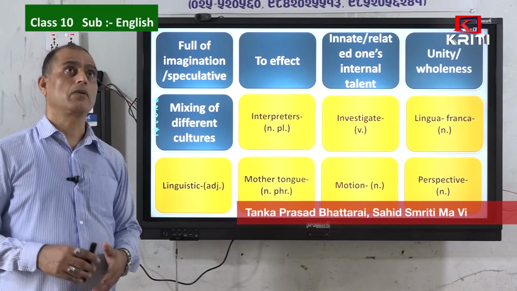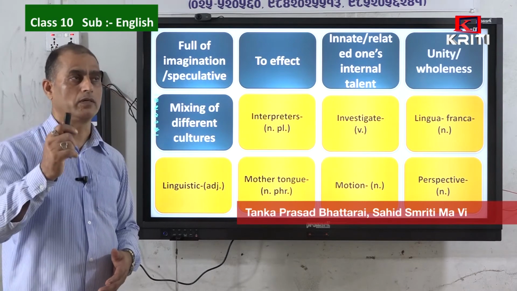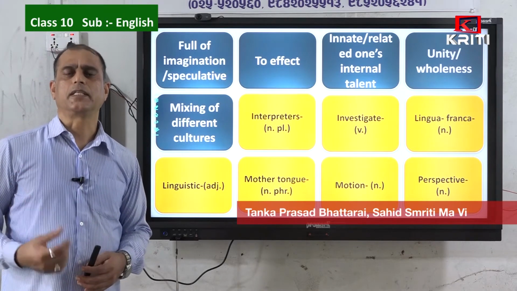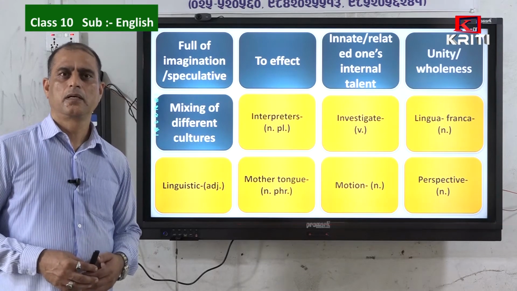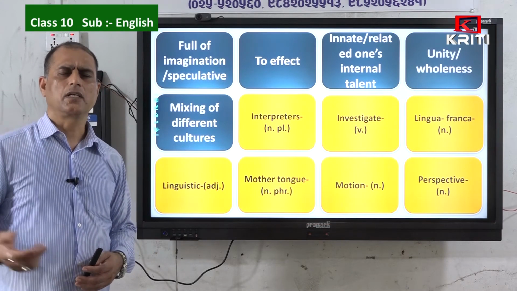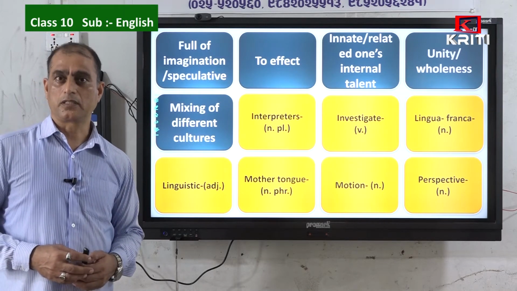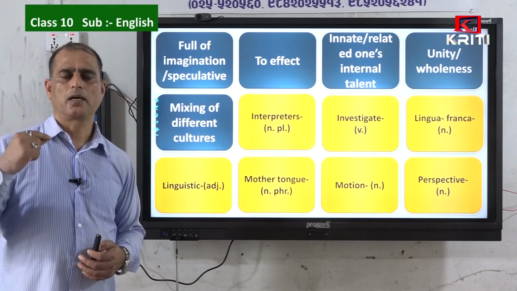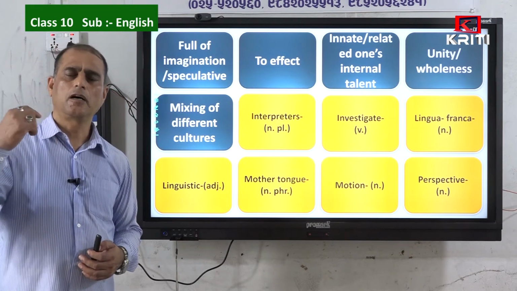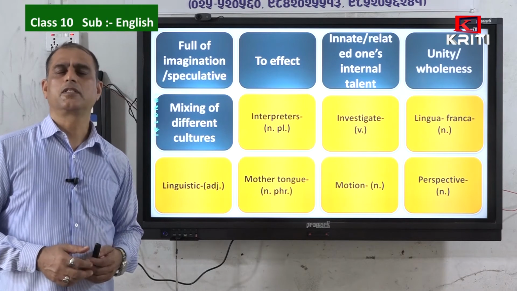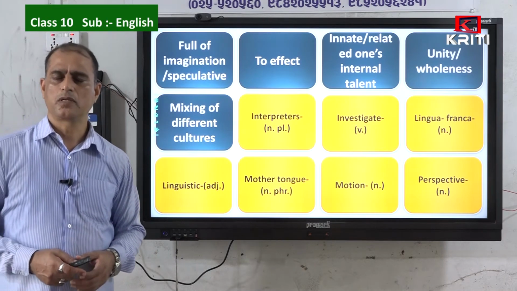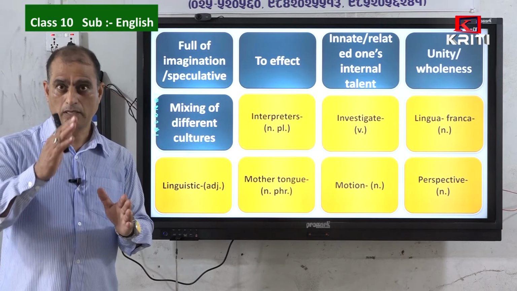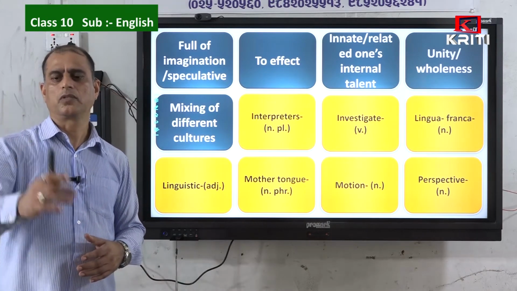Let's see interpreters. I'll give you one example and you guess what the word interpreters means. I worked as an interpreter in the official visit of the Prime Minister to Pakistan. I have been an interpreter of the Prime Minister in the visit to Pakistan, or in the visit to Japan. That means an interpreter is someone whose main duty is to translate from one language to another language.